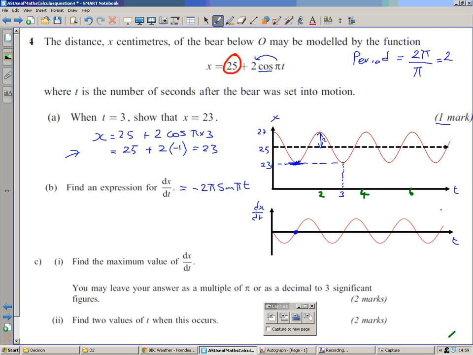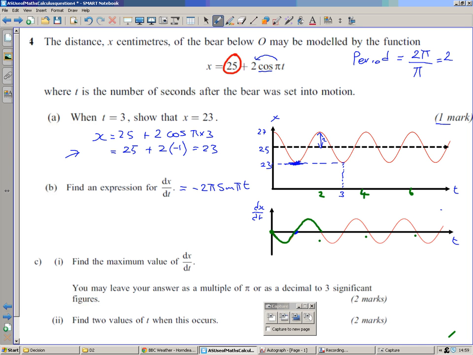It's going downwards first because it's a minus sine curve, and it starts at the origin because it's sine, not cos. Okay, so that's the curve of it. But what are the numbers along here?